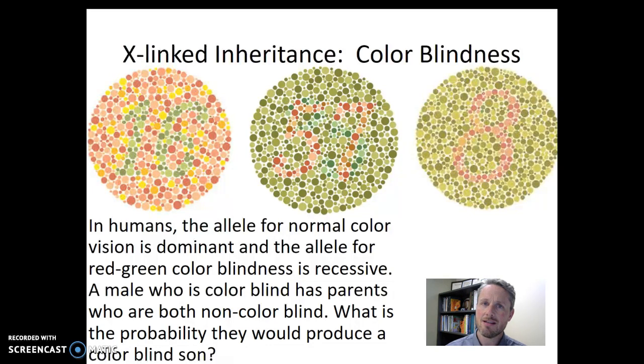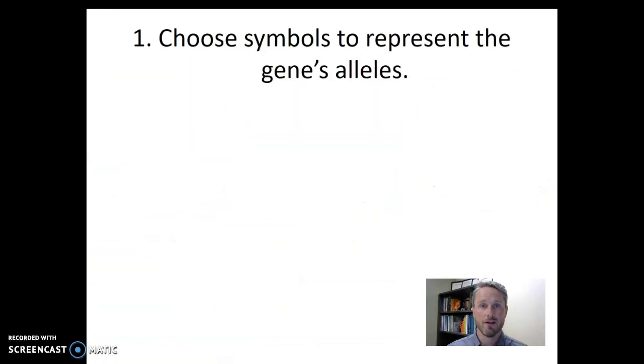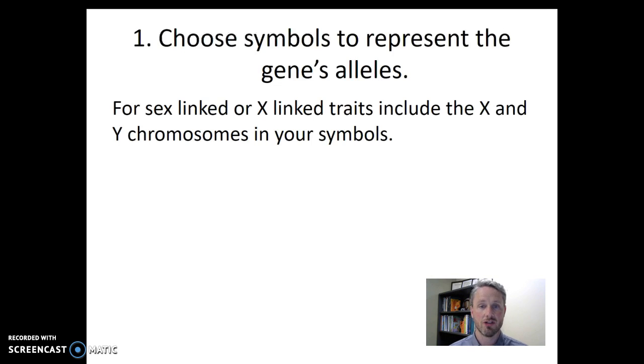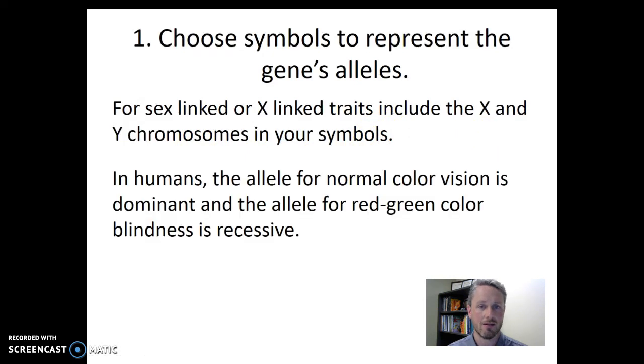So let's think about how to answer that question. All right. So I'm going to use the same kinds of steps we've talked about in the past approaching this problem. So the very first thing we're going to do is choose some symbols to represent the genes. So again, we have this information. We know colorblindness is sex-linked or X-linked. Whenever I tell you that something's sex-linked or X-linked, I'm going to say that you should include the X and Y chromosomes in your symbols. So let's look and see what that appears like.